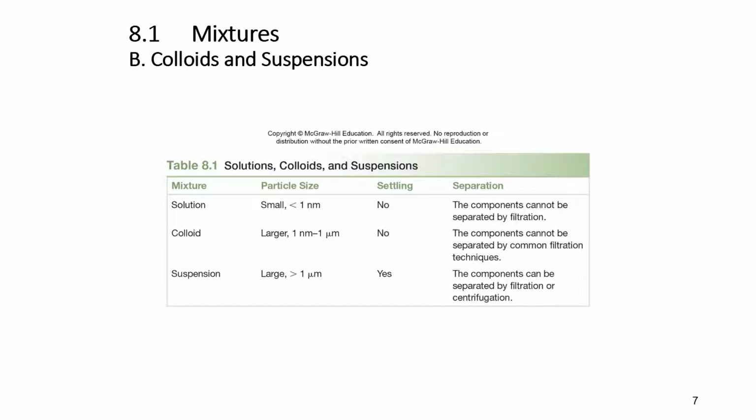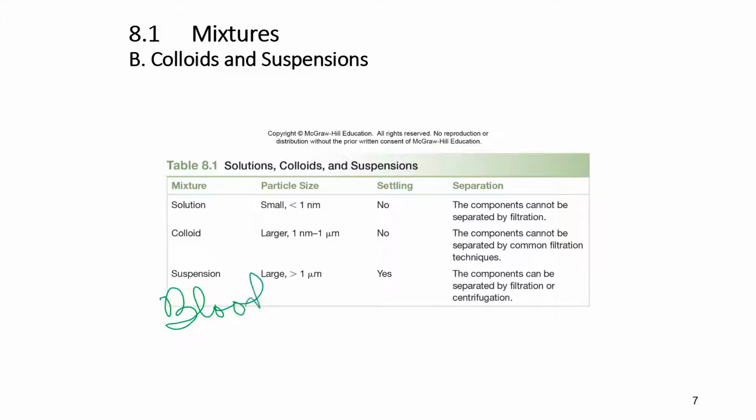In terms of particle size, in solutions, the size is really small, 1 nanometer or less. You will not see any separation or settling, and those components cannot be separated by filtration. You cannot filter NaCl and water to get back the NaCl and the water. With colloids, the particle sizes are a little bit bigger, in the micrometer range. You cannot separate them using common filtration techniques. You do not have much settling, but you do not see the transparency that you see in solutions. With suspensions, the particles are much larger and those components can be separated by centrifugation.